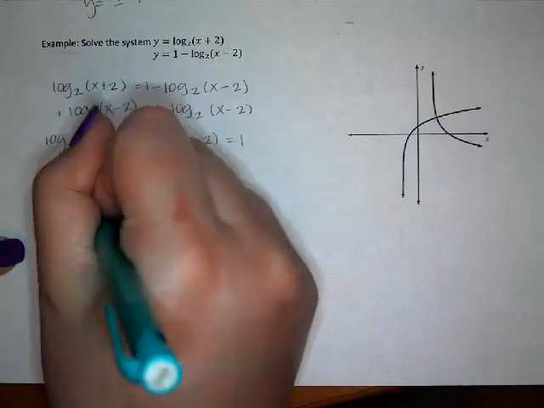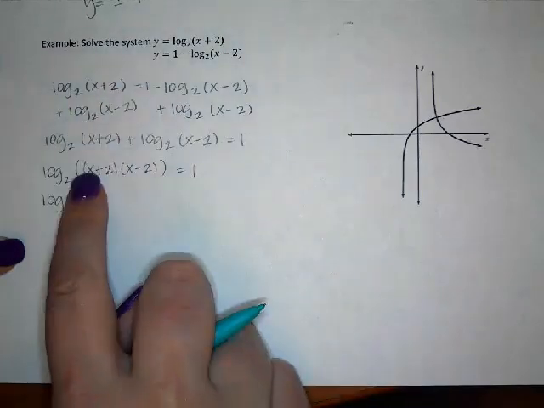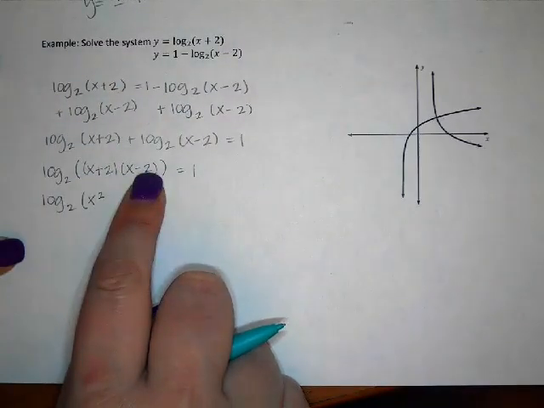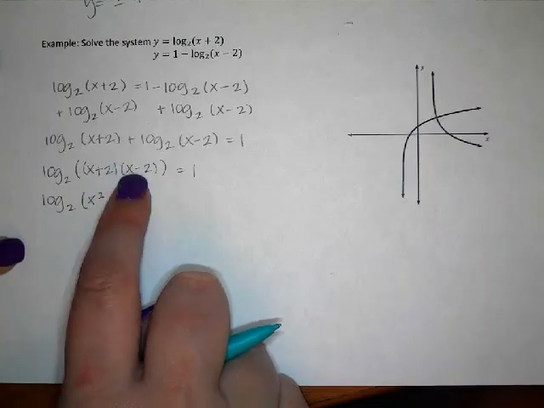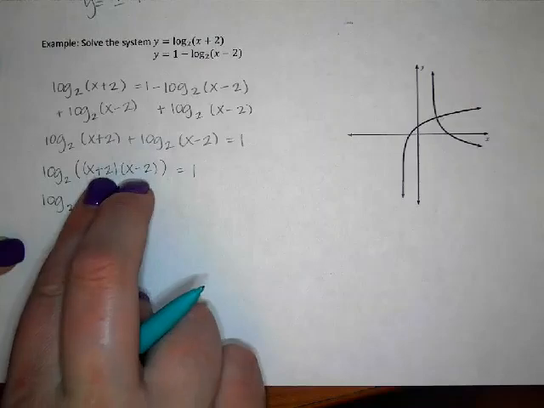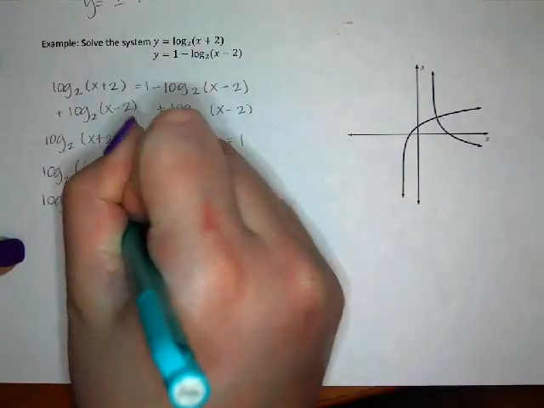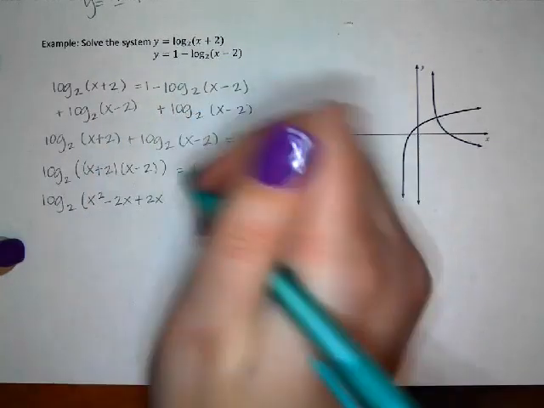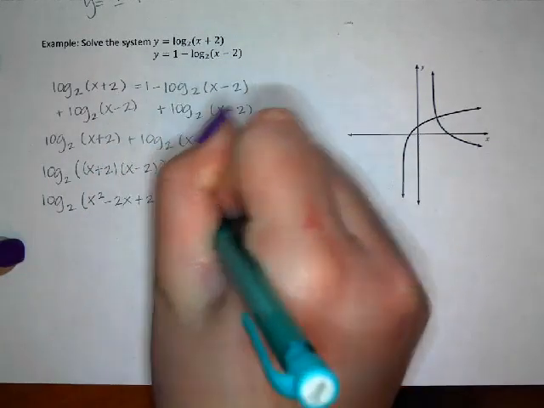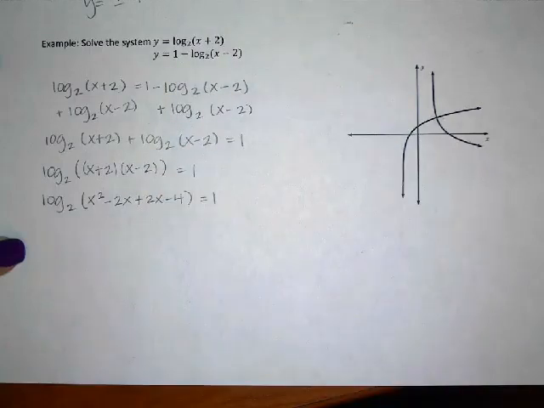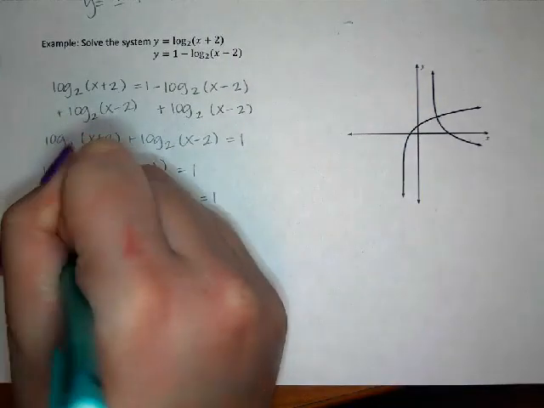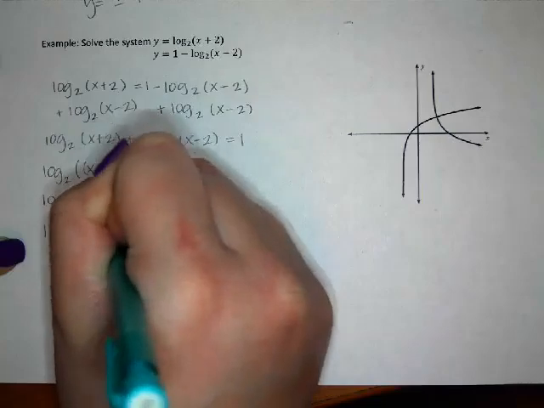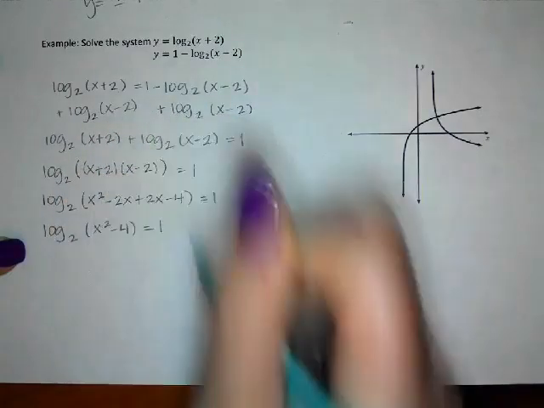X times x is x squared. X times negative 2 is negative 2x. 2 times positive x is positive 2x. So we had negative 2x and positive 2x, and those are going to cancel, but I'll go ahead and show my work. So negative 2x and positive 2x cancel. And then positive 2 times negative 2 is negative 4. Okay, so I have log base 2 of x squared minus 4 equals 1.